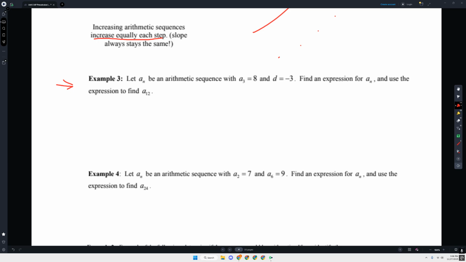So I'll give like a minute or two for both. A minute for this one and a minute for this one.